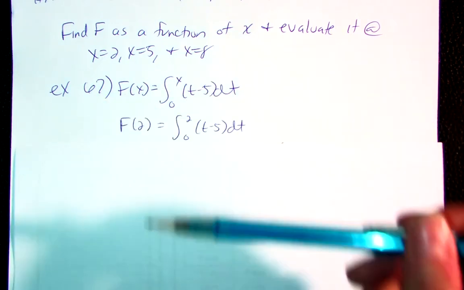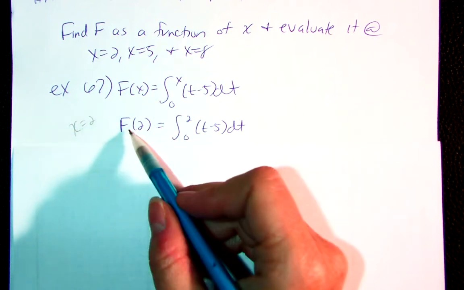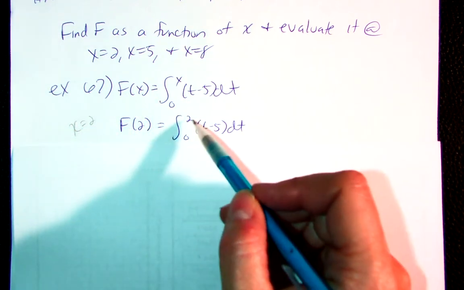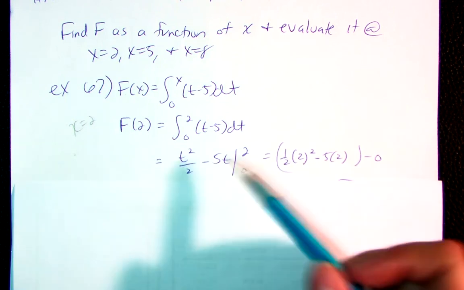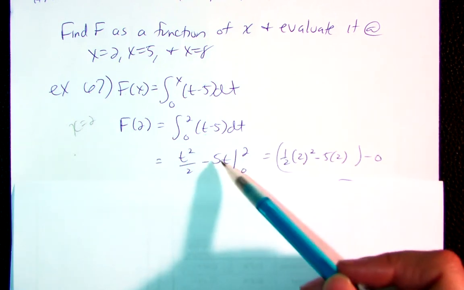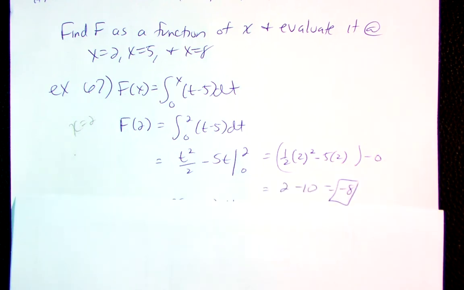So I'm going to go ahead and evaluate at x equals 2, which means find f of 2, which means I'm going to put 2 in for x. Now I'm just going to go ahead and proceed to integrate. t squared over 2 minus 5t from 2 to 0, and I get negative 8.